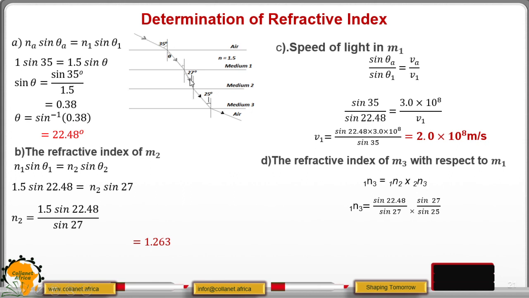The i is 27, r is 25. So this value will be sine 27 divided by sine 25. And when you multiply, whatever you get will give you the refractive index of medium 3 with respect to medium 1. So this term is 0.84 and this term is 1.07. When you multiply, you get that the refractive index of medium 3 with respect to medium 1 is 0.9022. Remember, all the calculated values should be corrected to 4 significant figures. If you write less, you will find that you are penalized.